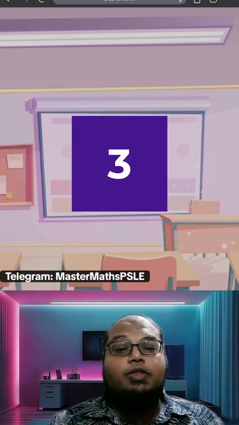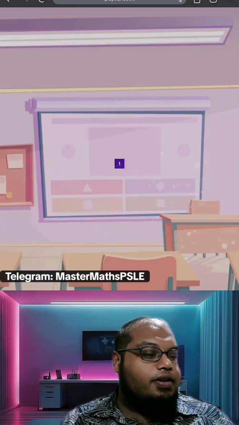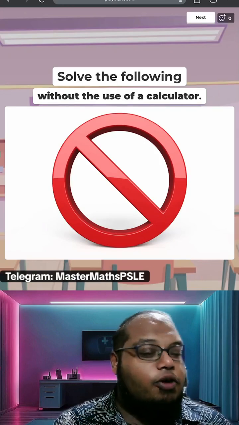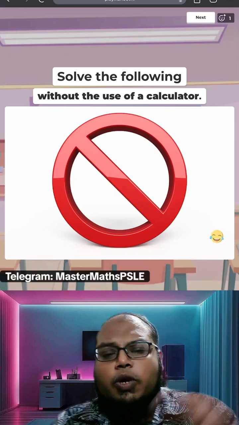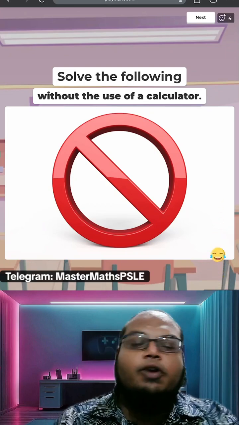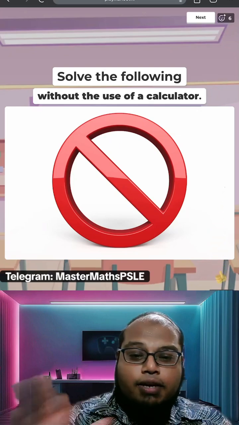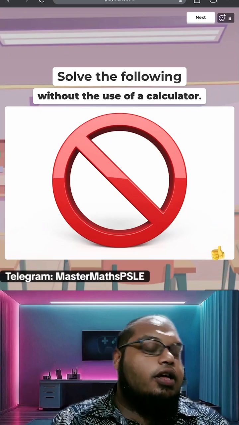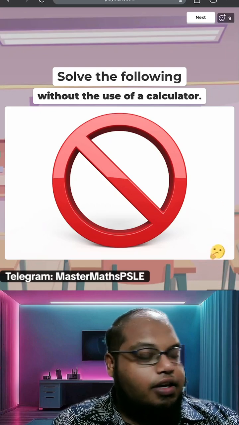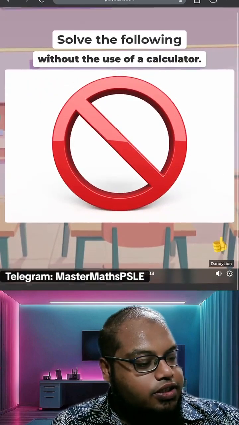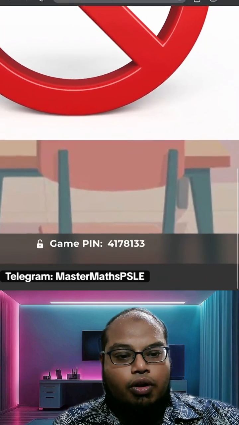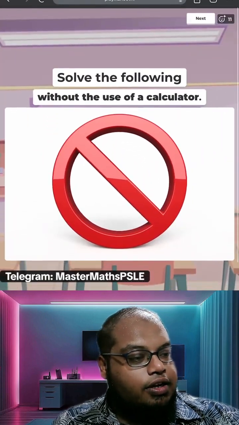Like I mentioned earlier, today we'll be doing grouping questions. Right now, don't use a calculator, but do have your writing materials ready with you so you can do your workings. Do read properly, then try to do some workings. Don't worry, the first few questions are actually quite easy. Anyone that is joining, the pin is 4178133. All ready? Let's go.